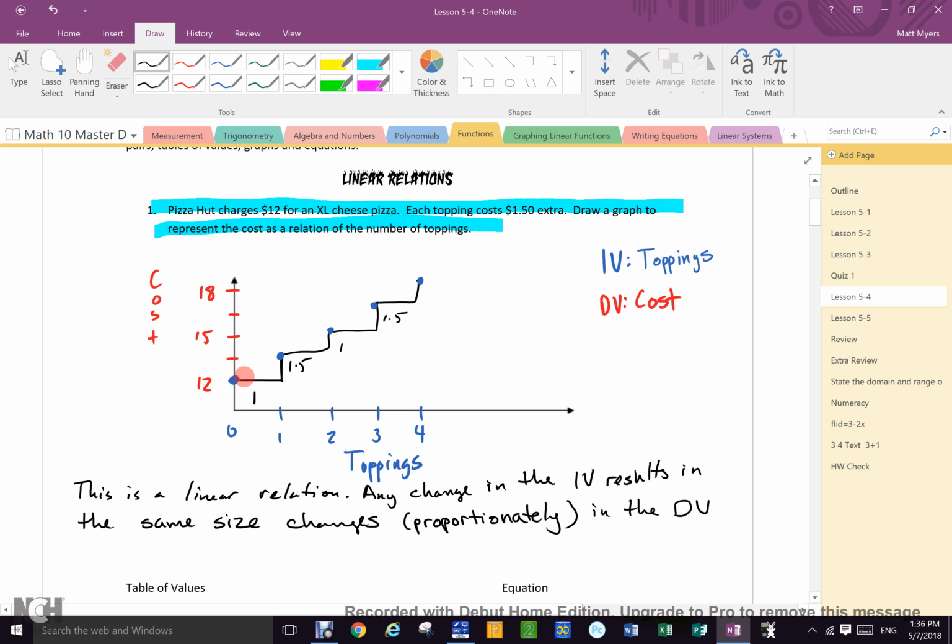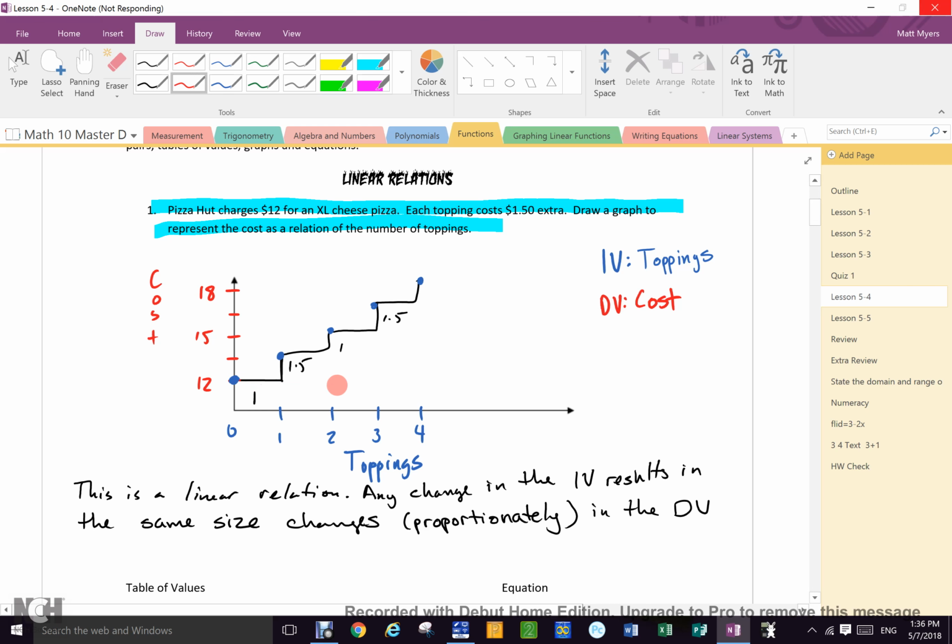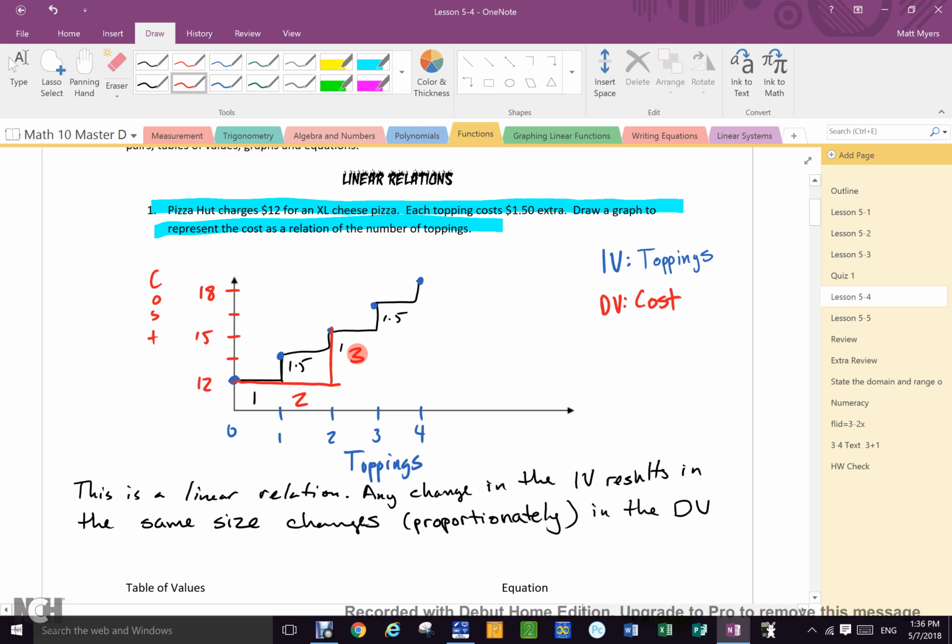So, if it makes this step pattern and they're always the same, then you're going to be in business. What if I told you this? You can only put on toppings in pairs. Would it still make a linear relation? Yes, because I would go out 2 and up how far? 3. So it would still be linear because the IV changes 2, the DV changes 3. Right? What if I told you had to put on triples? Then what would it be? 3 and 4.5. Is everybody good?